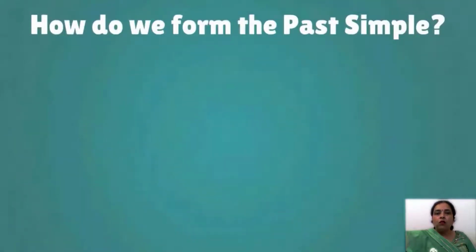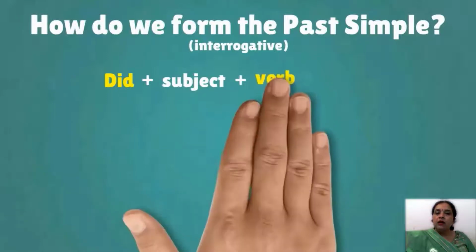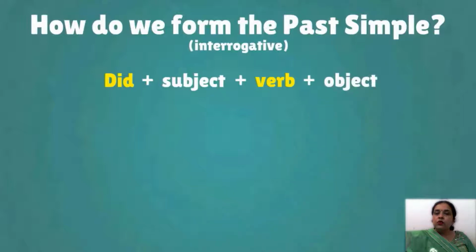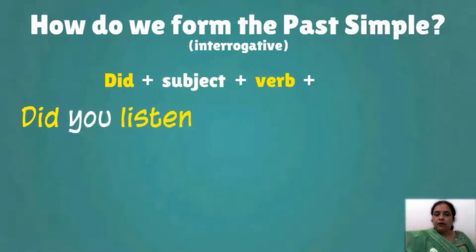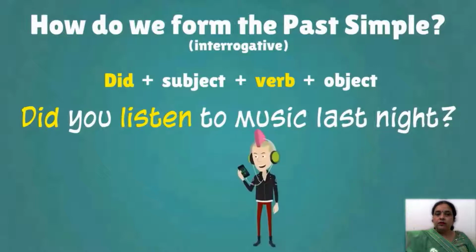Now next is how to form past simple in interrogative sentences. In interrogative sentences, to make it interrogative we just add did before the subject, and again as did is used, we use base form of verb, that means first form of verb, and at the end we put a question mark. Did you listen to the music last night?